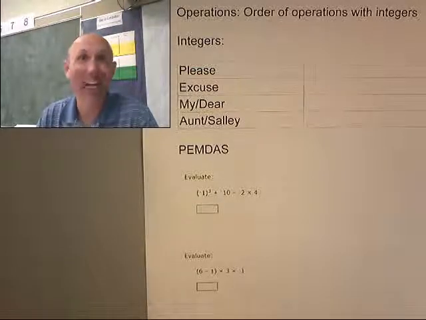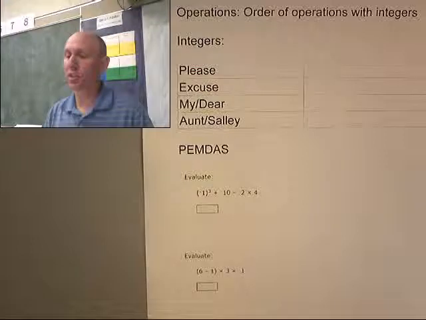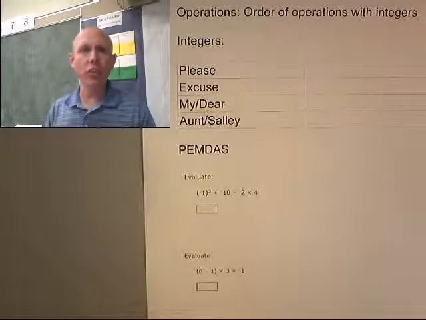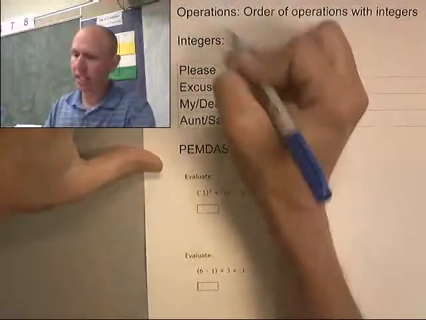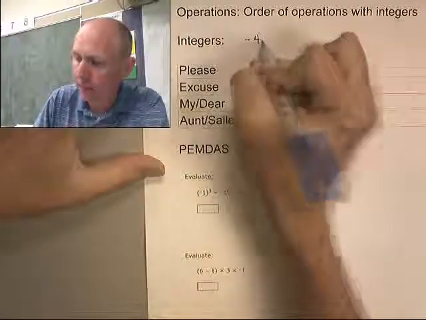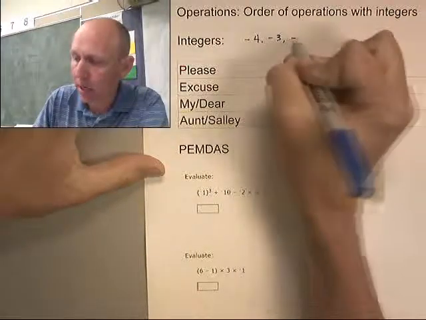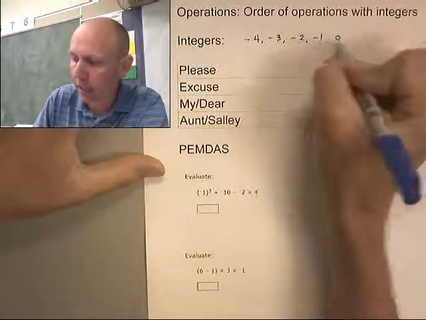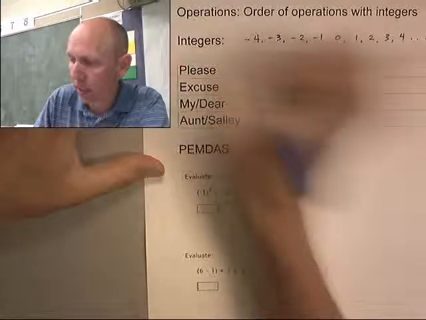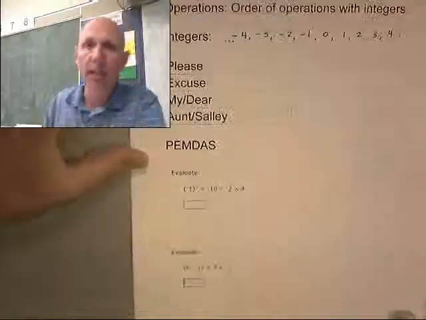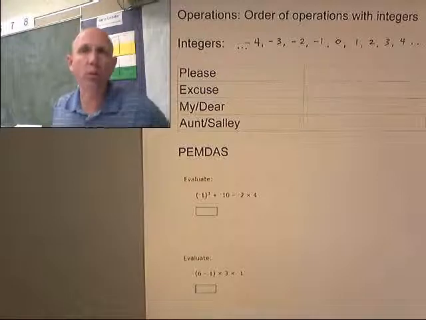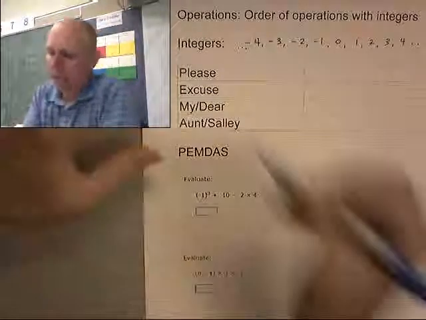This is Mr. Barr, and I'm going to talk about order of operations with integers. Let's remember what integers are. Integers are a number set that include the negative numbers. Things like -4, -3, -2, -1, 0, 1, 2, 3, 4, ... Those are the integers. And we are going to do order of operations with the integers.